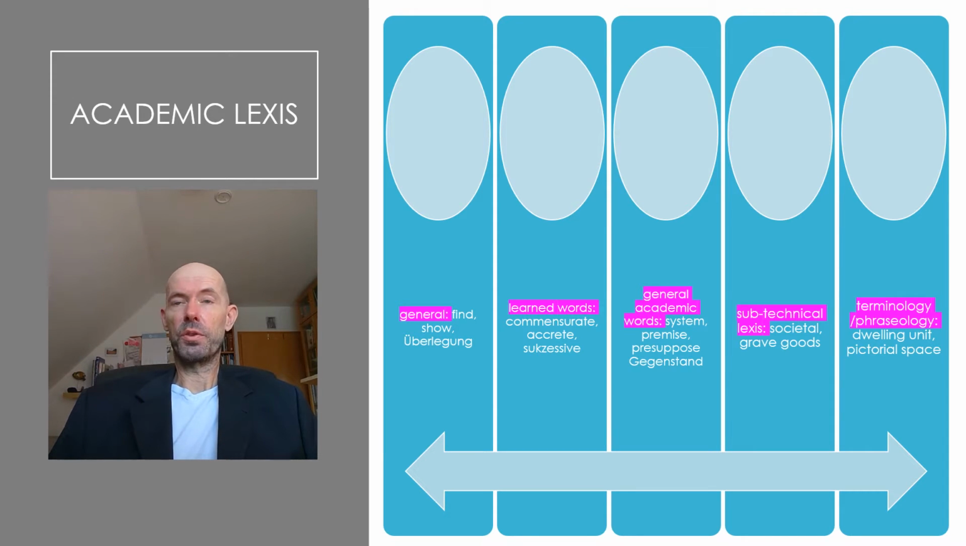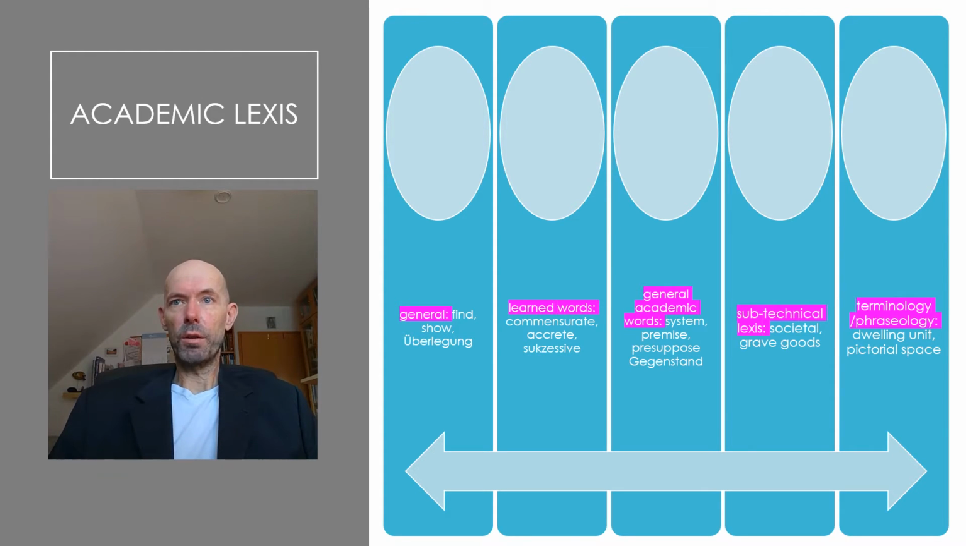Some of which has specific academic uses. For instance, the word find is often used in the phrase "it is found that," or the word show is often used in the construction something can be shown to be something. At the other end, there is subject-specific terminology and phraseology such as gravity in physics, or dwelling unit in geography and economics, or gender difference in sociology, or pictorial space in the fine arts.